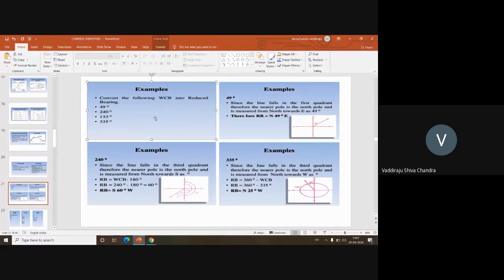First quadrant is 0 to 90. Second is 90 to 180. Third is 180 to 270. Fourth is 270 to 360.